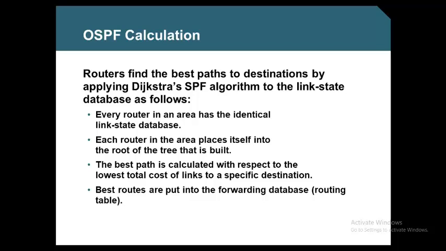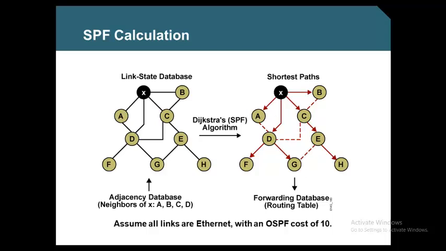Assume each link is 10 cost. If it takes this route, 10 plus 10 is 20. It will come here. If it takes the other route, 10 plus 10 plus 10 plus 10, so 10, 20, 30, and 40. Costly. So shortest path first is a binary tree algorithm, Dijkstra's algorithm, which is used to calculate the best path to reach each destination. If you assume each link cost is 10, the dotted lines, if you take, these are all costly. Maybe that can be used as a backup path.